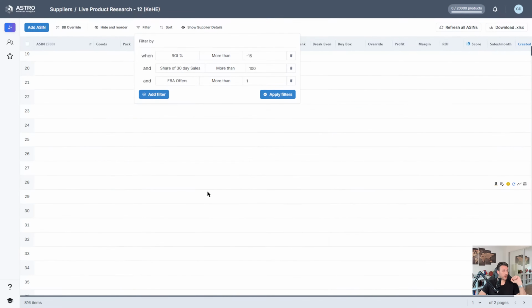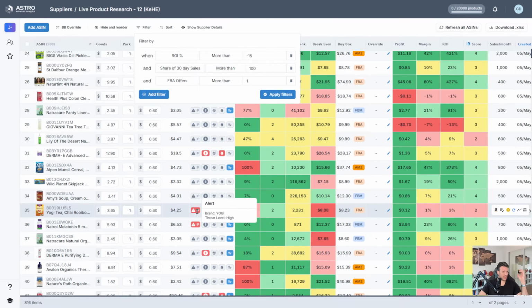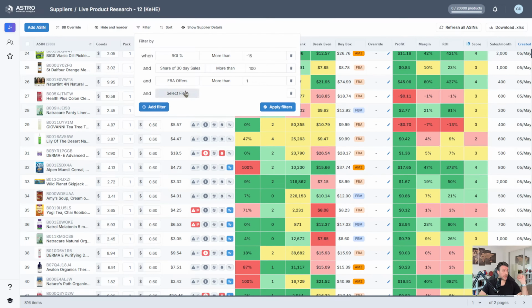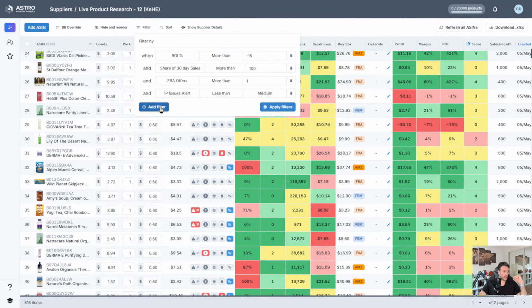I'm also going to remove any products that have any IP issues. For example, there are 3 levels of IP issues on this software. So you have high level, medium level, and low level. So I'm just going to remove anything with a medium or a high level. So I'm going to go to IP issues and say, show me products that have less than medium. So low and no threats are going to appear.